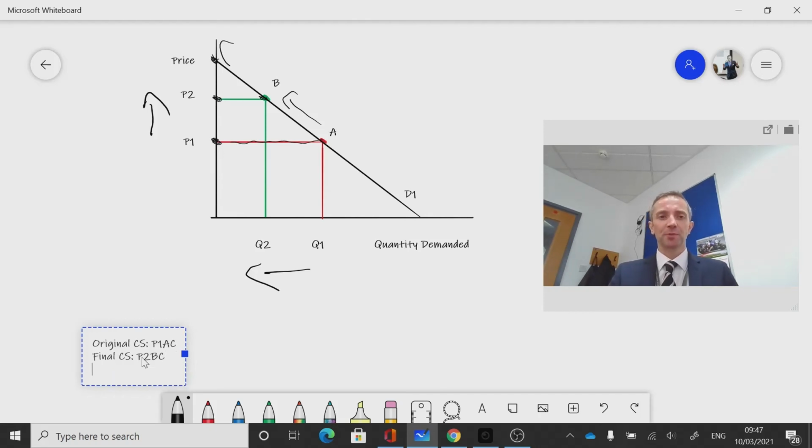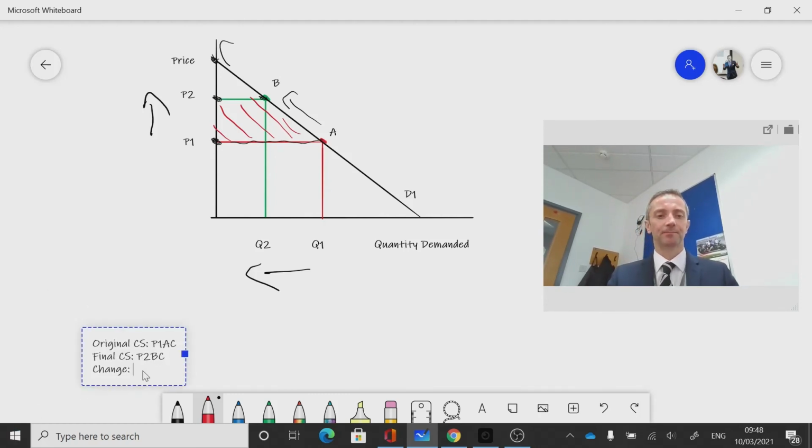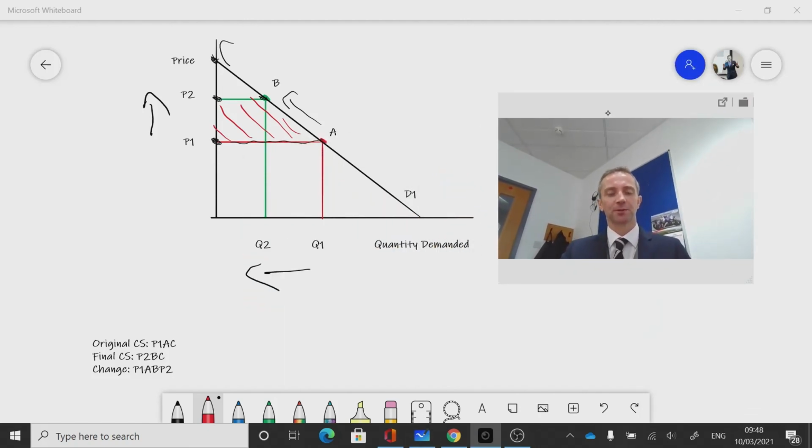Oftentimes what you'll be asked to do in an exam is to identify the change in the consumer surplus. So the change would be, we've gone from P1AC to P2BC, so the change is clearly this area. And just to add some labels to that, we'd be looking at P1, A, B, P2. And that would be the change in consumer surplus. And in this case, of course, that would represent a reduction in the consumer surplus.